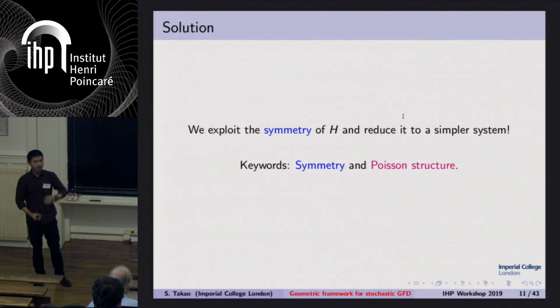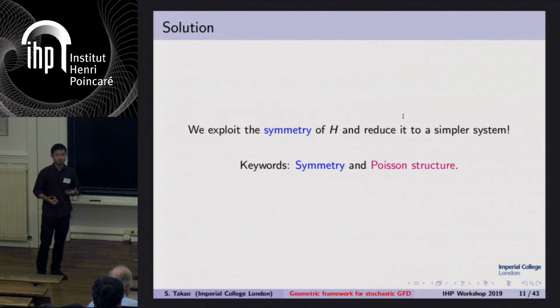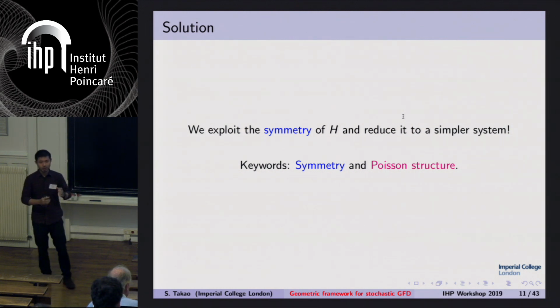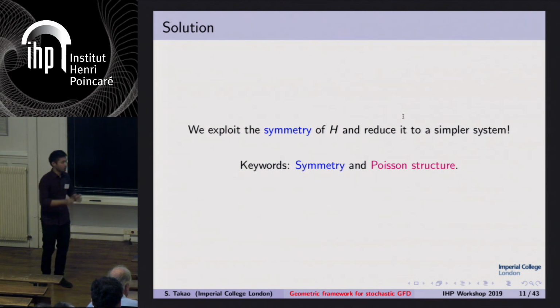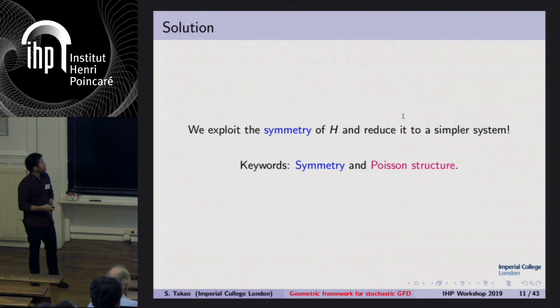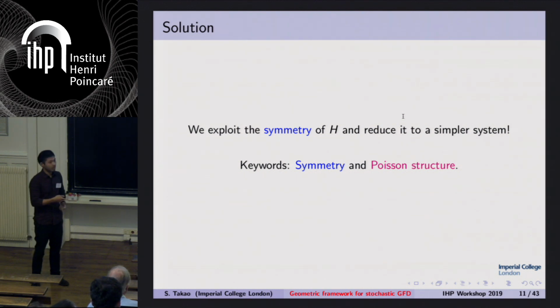And the way to do this is using the symmetry of your Hamiltonian. By using the symmetry of your Hamiltonian, you can squeeze out the symmetry to obtain a simpler equation downstairs. So you basically squeeze out the redundant symmetry inside the Hamiltonian to obtain a simpler equation. So that's the idea. And the two important concepts that allow us to do this are the symmetry of your system and something called a Poisson structure.